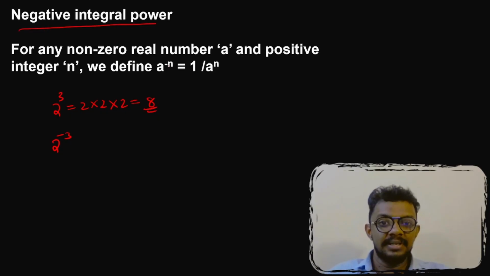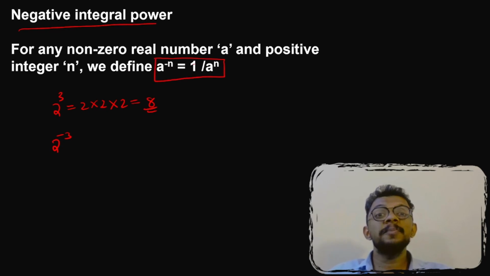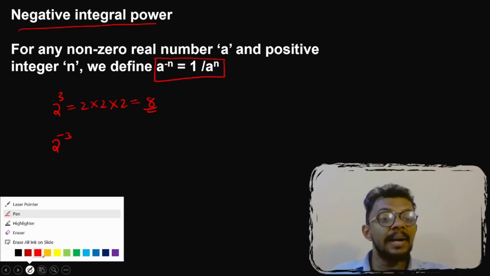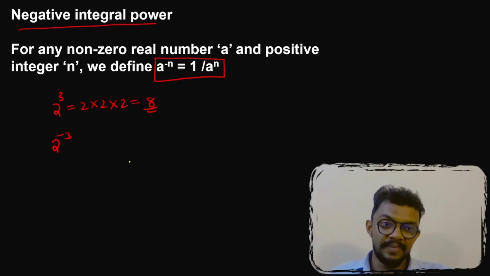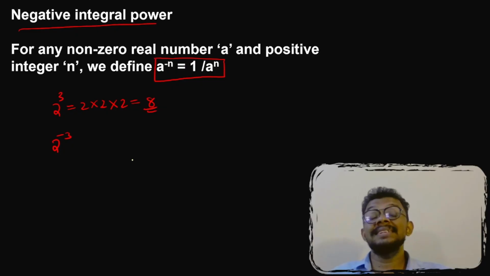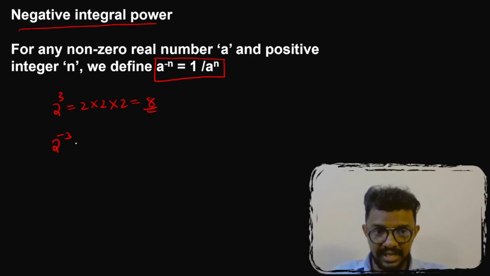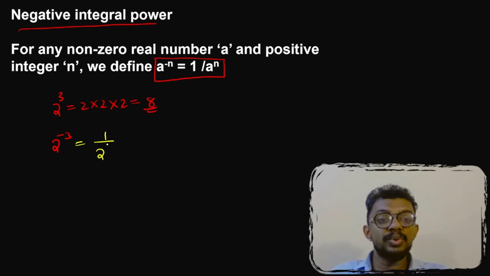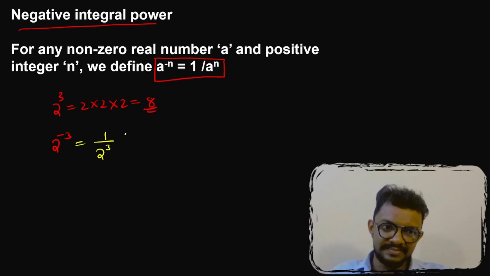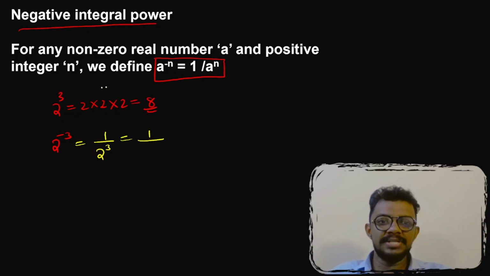Learn it. In order to deal with that, you have to know this equation: a raised to minus n is 1 by a raised to n. So 2 raised to minus 3 is 1 by 2 raised to 3. 2 raised to 3 is 8, I know that. The answer is 1 by 8.